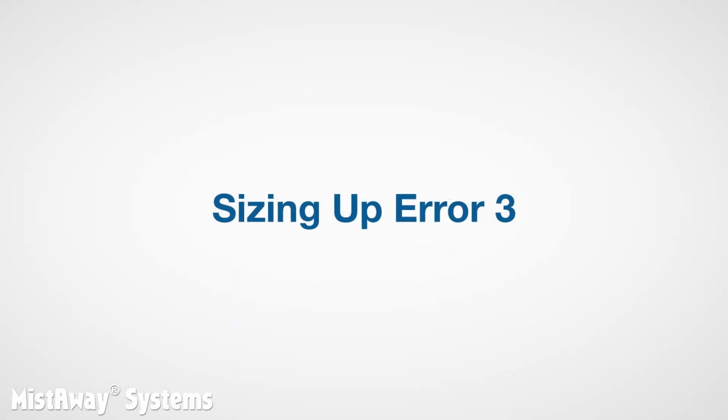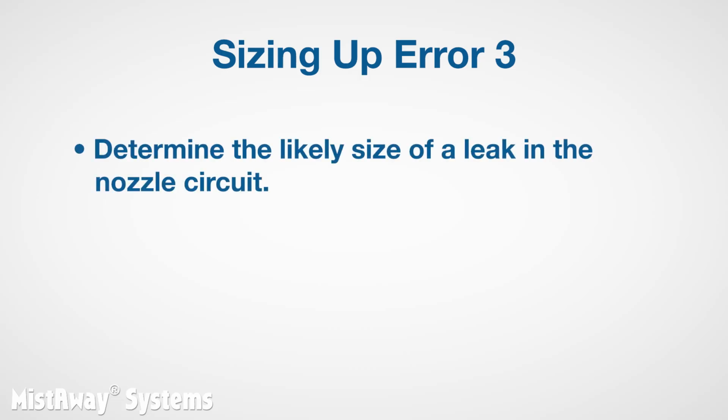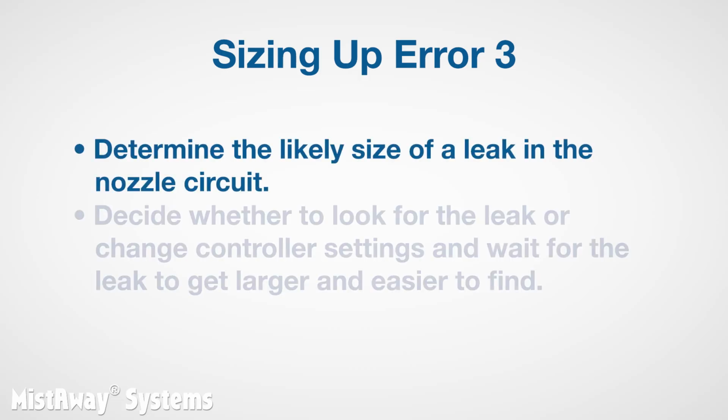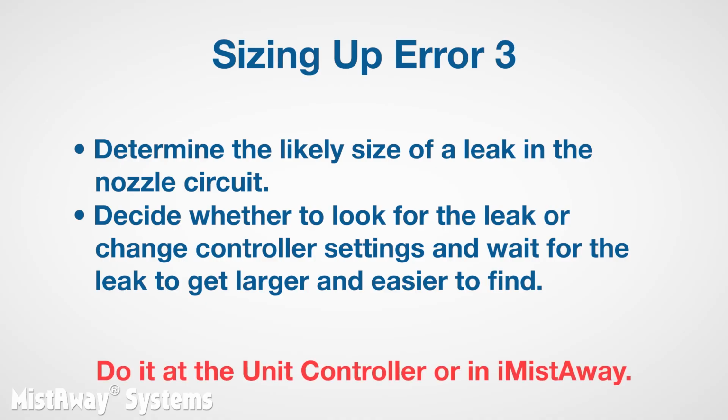Based on fleet-wide statistics we gather from MistAway, at any given time about 3% of the systems with leak detection hardware are displaying error 3, which almost always indicates a leak in the nozzle circuit. In this video, Sizing Up Error 3, we'll talk about how to determine the likely size of a leak in the nozzle circuit and decide whether you should look for the leak or change some controller settings and wait for the leak to get worse and easier to locate. And you can do this while standing at the unit or through the MistAway website.